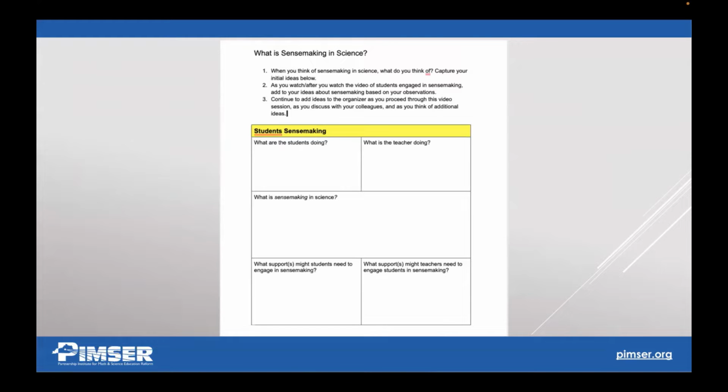To recap, in video one of this series, we deepened our understanding of what sense making in science is by tapping into our prior knowledge, analyzing a classroom in which sense making was occurring, and, if working in a PLC, discussing this with our colleagues. You captured your ideas on an organizer that's shown on the slide, and additionally, you added ideas about supports that students might need and that teachers might need to use a sense-making frame for instruction successfully.